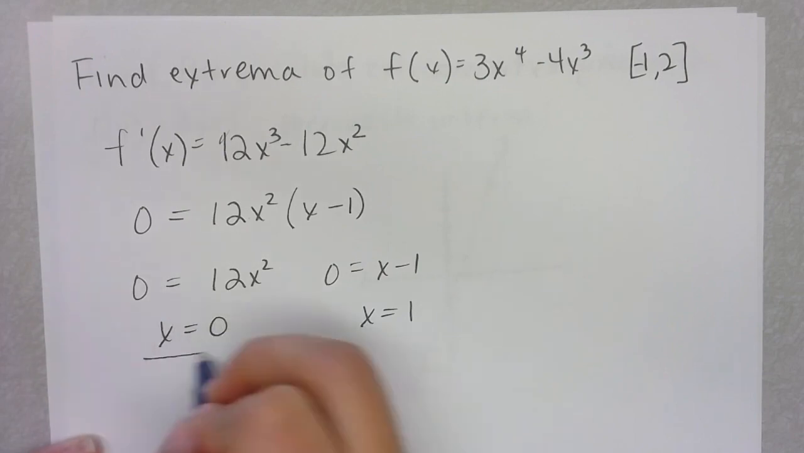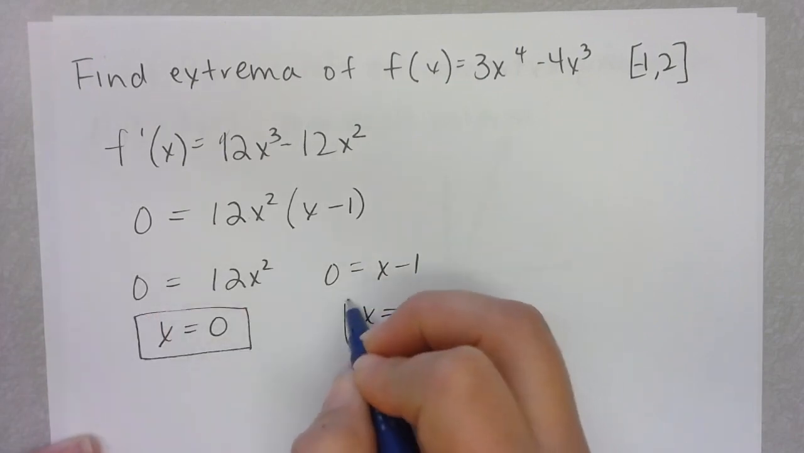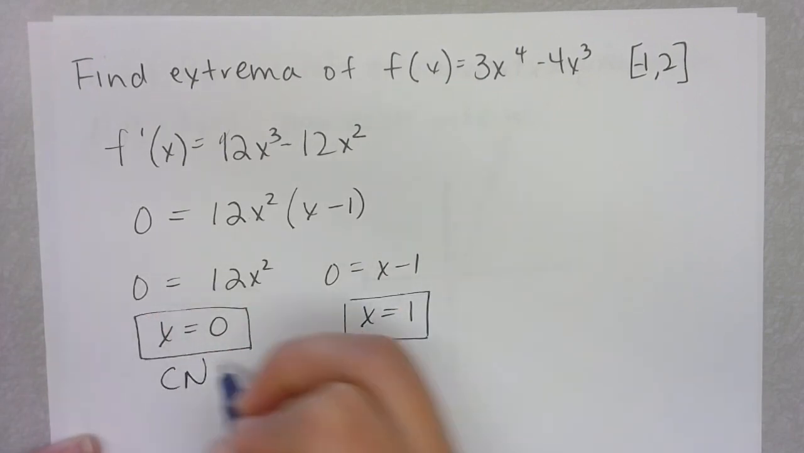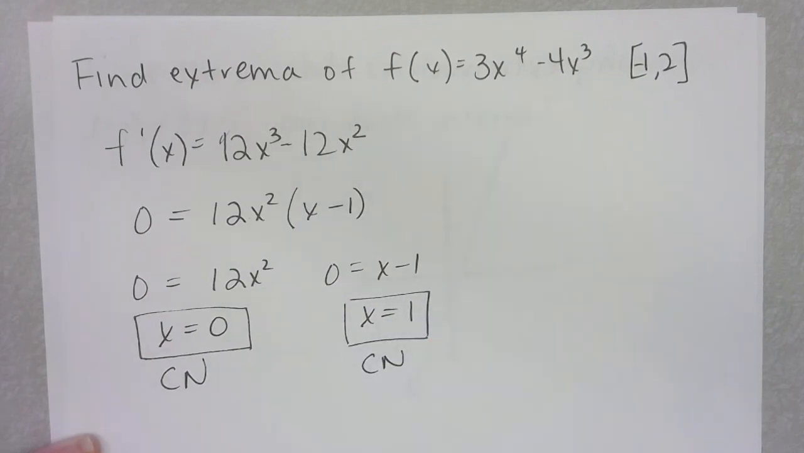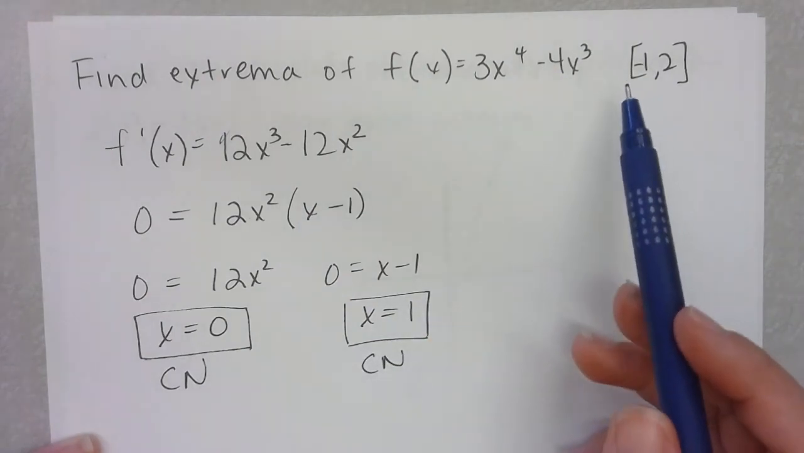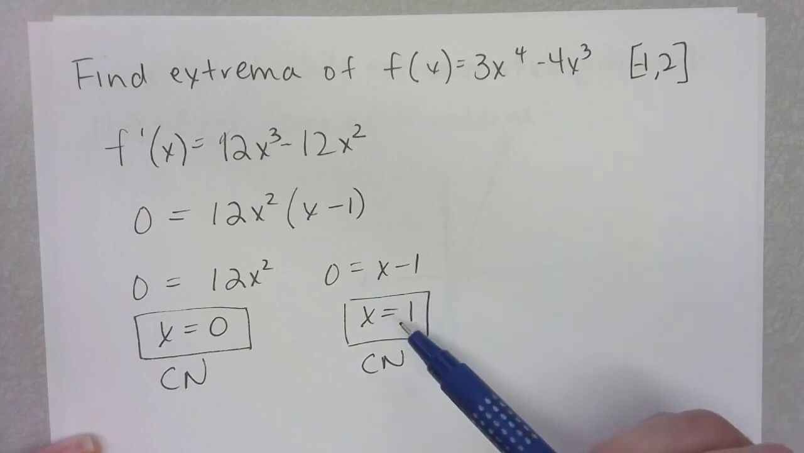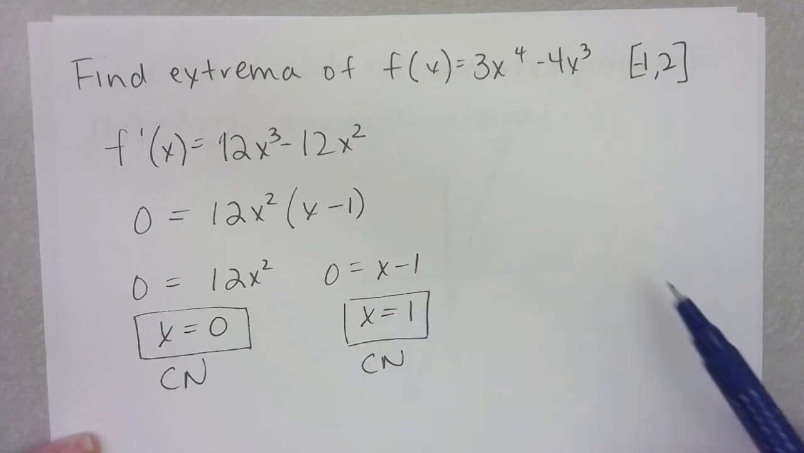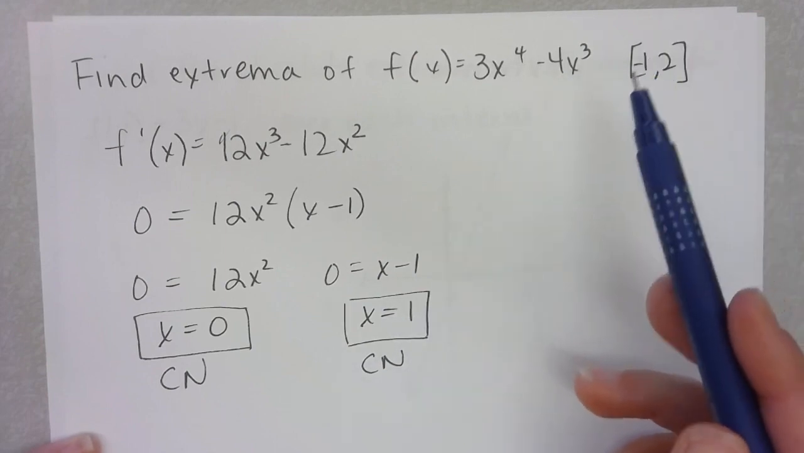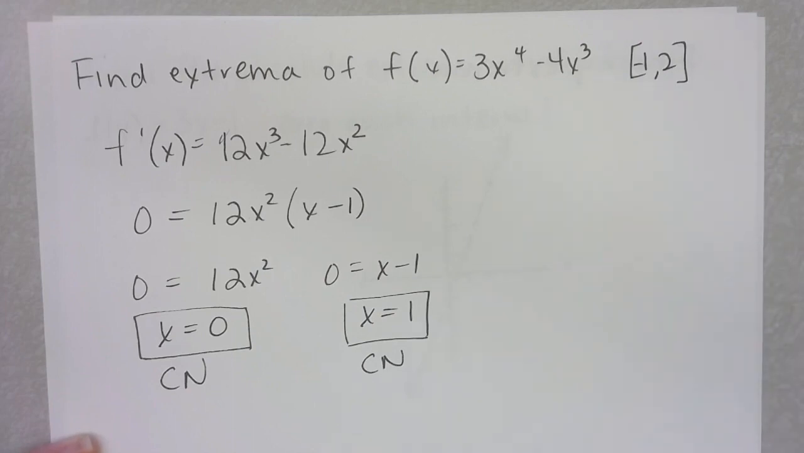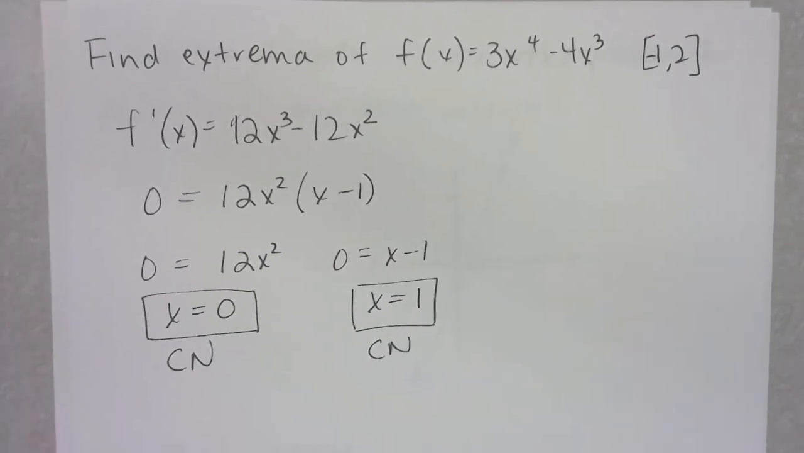Now both of my critical numbers, right? These are my critical numbers. I'm just going to call them CN for short. Okay? They're both in my interval. They're between -1 and 2. If I'd have, for instance, found x equals 3, then I could throw it out in this particular case because it's not in my interval, it's outside of where I'm looking.